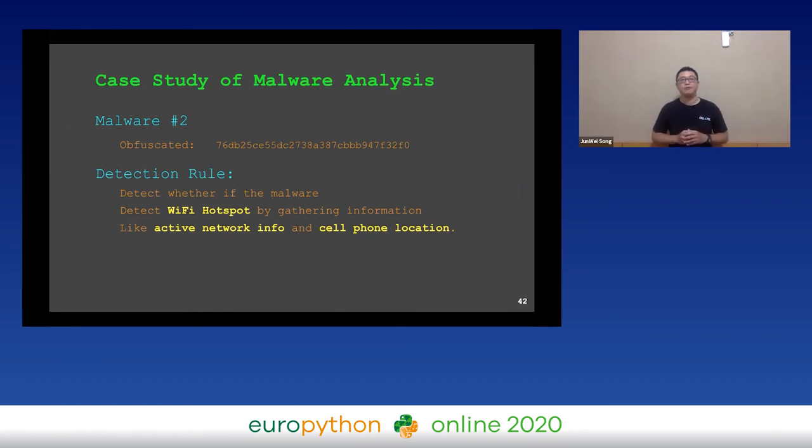Now, let's look at the second malware. This is an obfuscated one. We will use the rule in Quark Engine to find whether the malware detects Wi-Fi hotspot by generating information like active network info, and cell phone location.